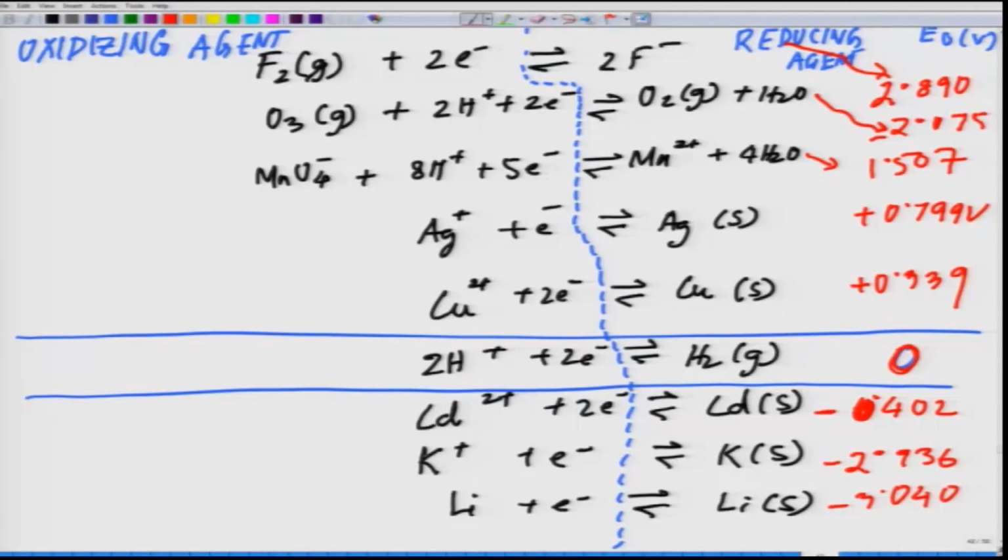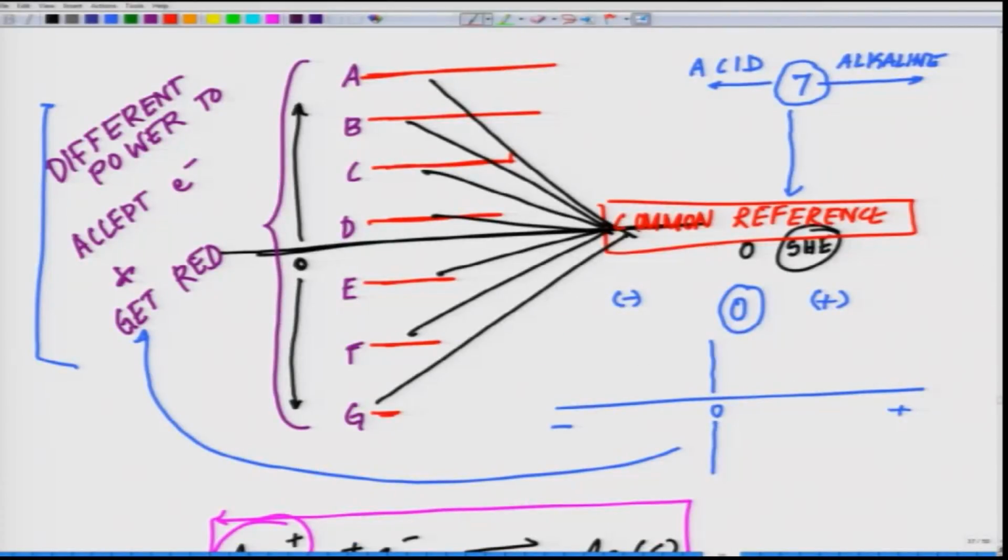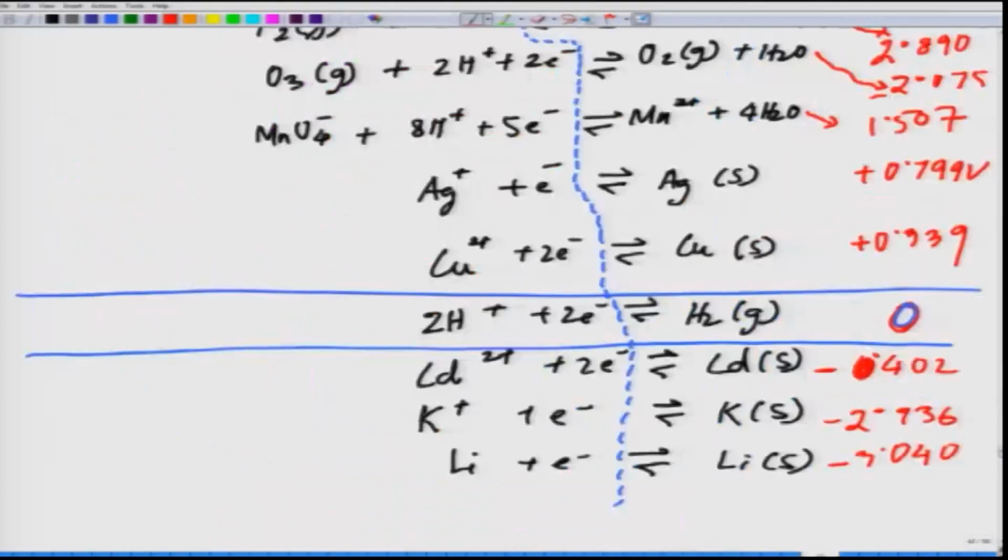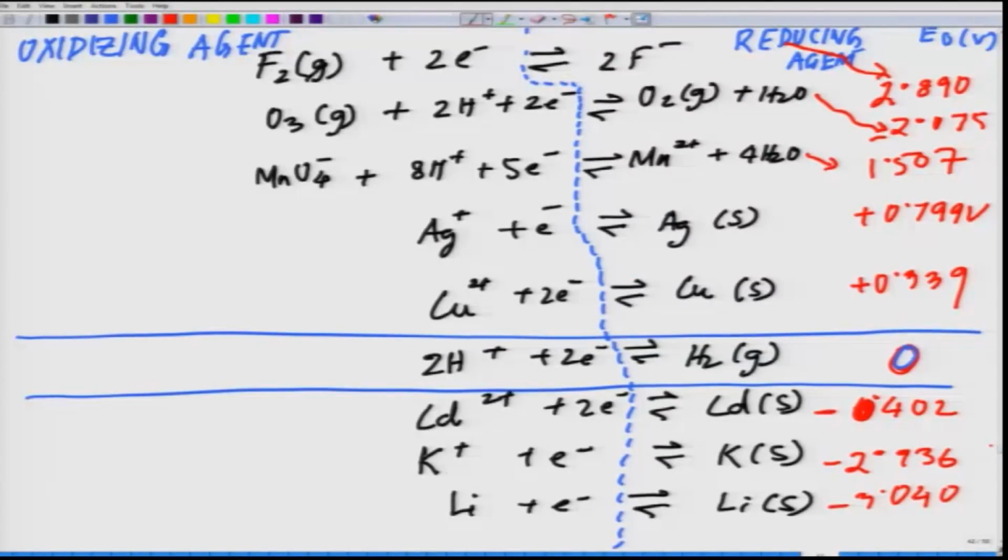Now, I told you something. I wanted to show you that picture I drew earlier out here. This is that reference. You remember? I told you that there is a reference. With reference to it, we have certain things which are on the negative side, and some on the positive side. Now, coming back, here is your situation. What does this physically mean? Physically, if you look at this picture, say fluorine has a value of 2.890 as compared to silver, which is 0.799.